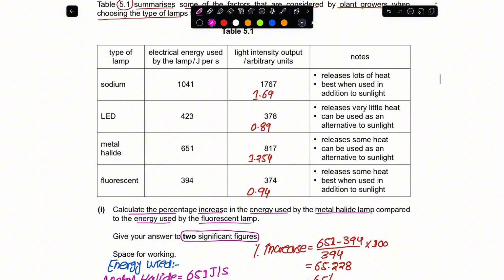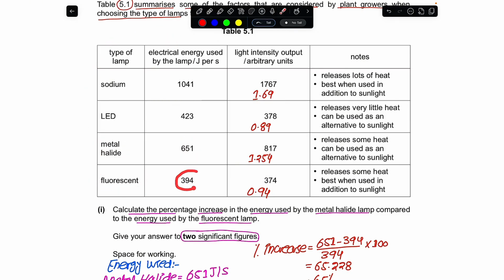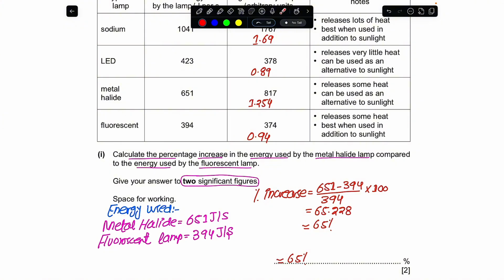Now, if I just revert back to the table, they are indicating the metal halide lamp, and at the same time, they are indicating the fluorescent lamp. For the metal halide lamp, the electricity consumption is 651, and for the fluorescent lamp this is 394. And we have to calculate the percentage increase for the energy used by this metal halide lamp compared to this fluorescent lamp. So you see I have clearly written that the energy used by the metal halide is 651 joules per second, and by the fluorescent lamp this is 394 joules per second.